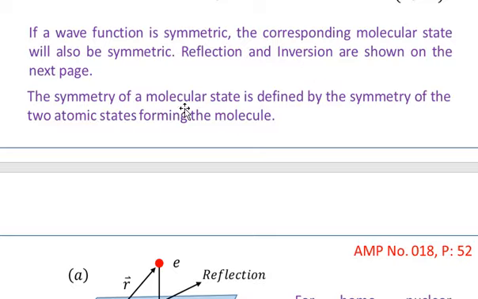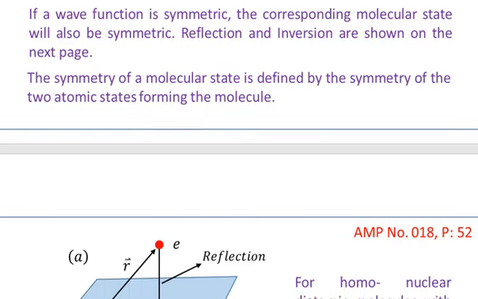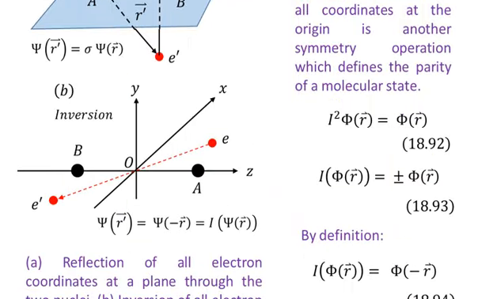The symmetry of a molecular state is defined by the symmetry of the two atomic states forming the molecule. So the symmetry of a molecular state will be determined by the symmetry of the two atomic states that will form the molecule. Next I am going to discuss inversion, because I have already discussed the reflection process, in which I saw how the electronic charge will be seen after reflection. Now I am going to discuss how the molecular wave function will change under the inversion process.